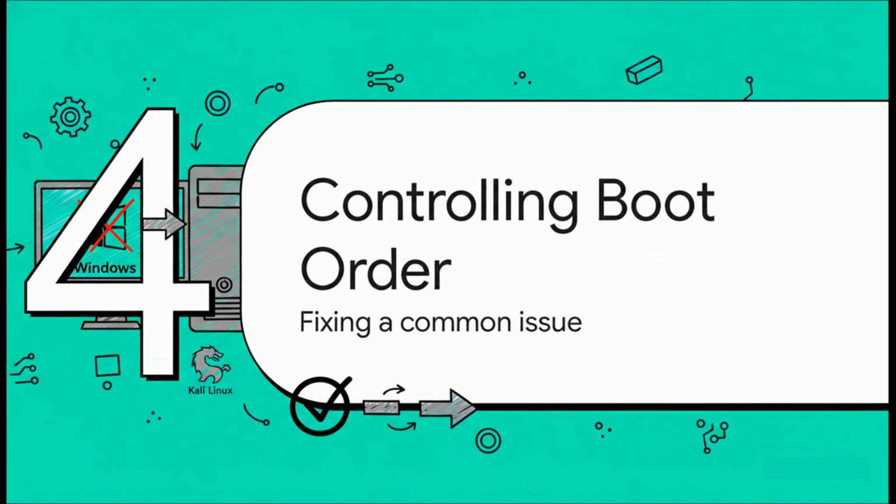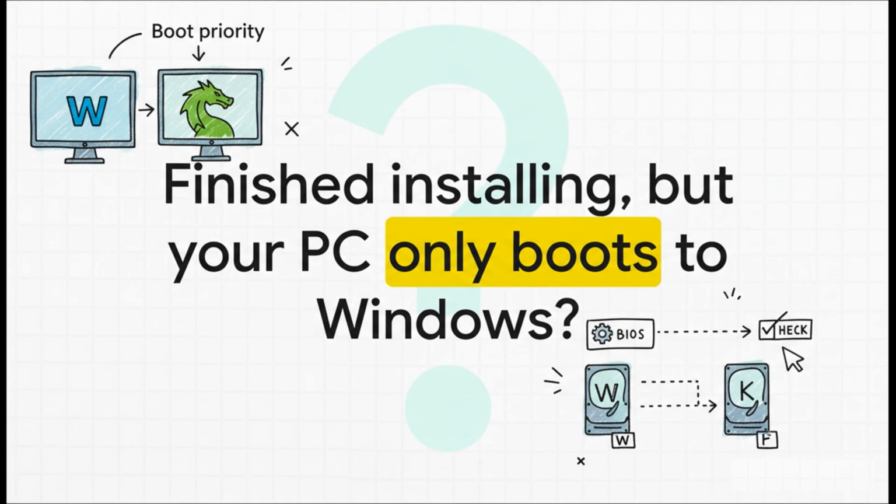But hang on a second. What if you reboot and it just goes straight into Windows? You don't see that cool menu at all. It's a super common issue, but thankfully the fix is really, really simple. If this happens, don't worry. Your Kali installation isn't gone. It's still there. All that's happened is that your computer's priority list is still set to load Windows first by default. It just kind of forgot to ask you which one you wanted to use.